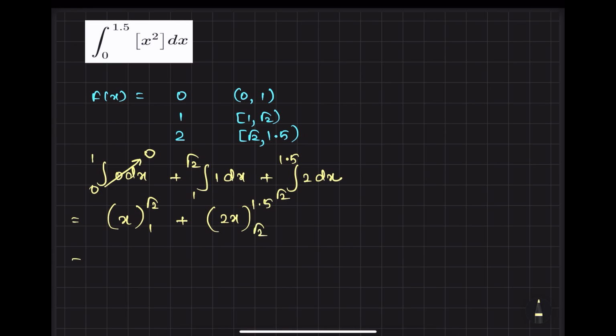Now let's simplify things. So we got root 2 minus 1 plus 3 minus 2 root 2. So we got the result as 3 minus 1, which is 2, then 2 minus root 2. Therefore, the required area under the curve is 2 minus root 2. I hope till this part you guys are okay and you can handle similar situations as well.